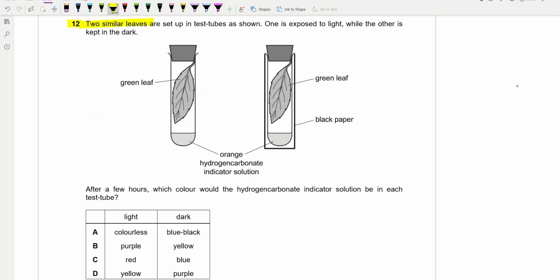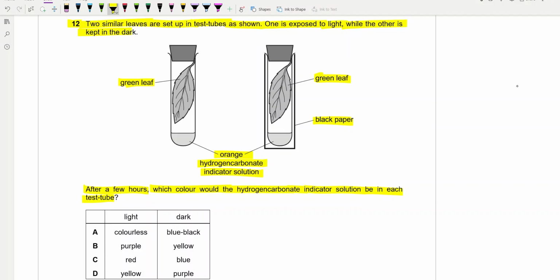Question number 12. Two similar leaves are set up in test tubes as shown. One is exposed to light while the other is kept in dark. Green leaf, black paper on one test tube. Orange, hydrogen carbonate indicator solution. After a few hours, which color would the hydrogen carbonate indicator solution be in each test tube?